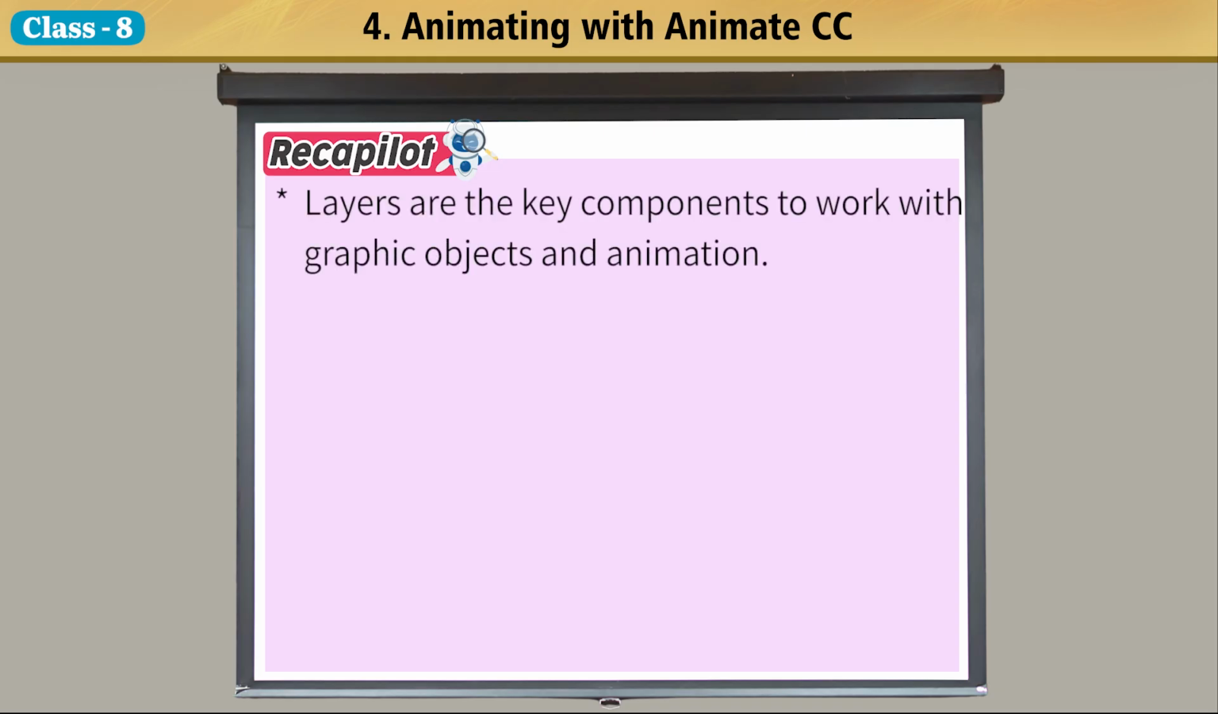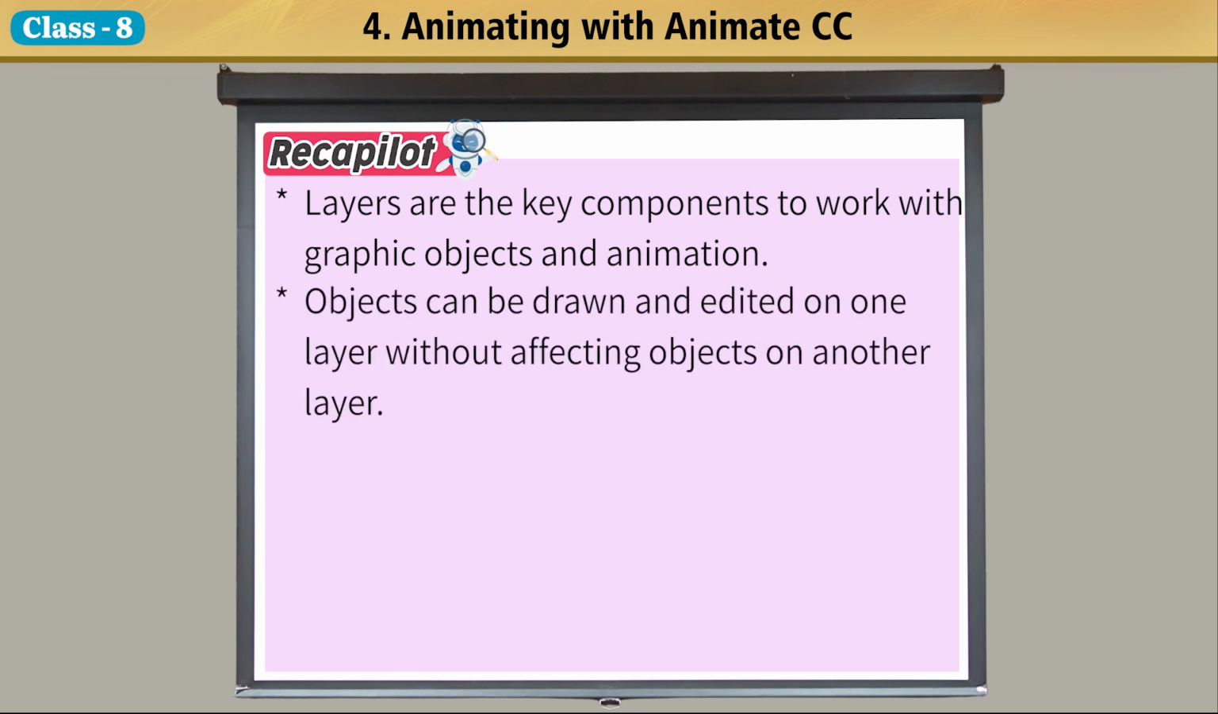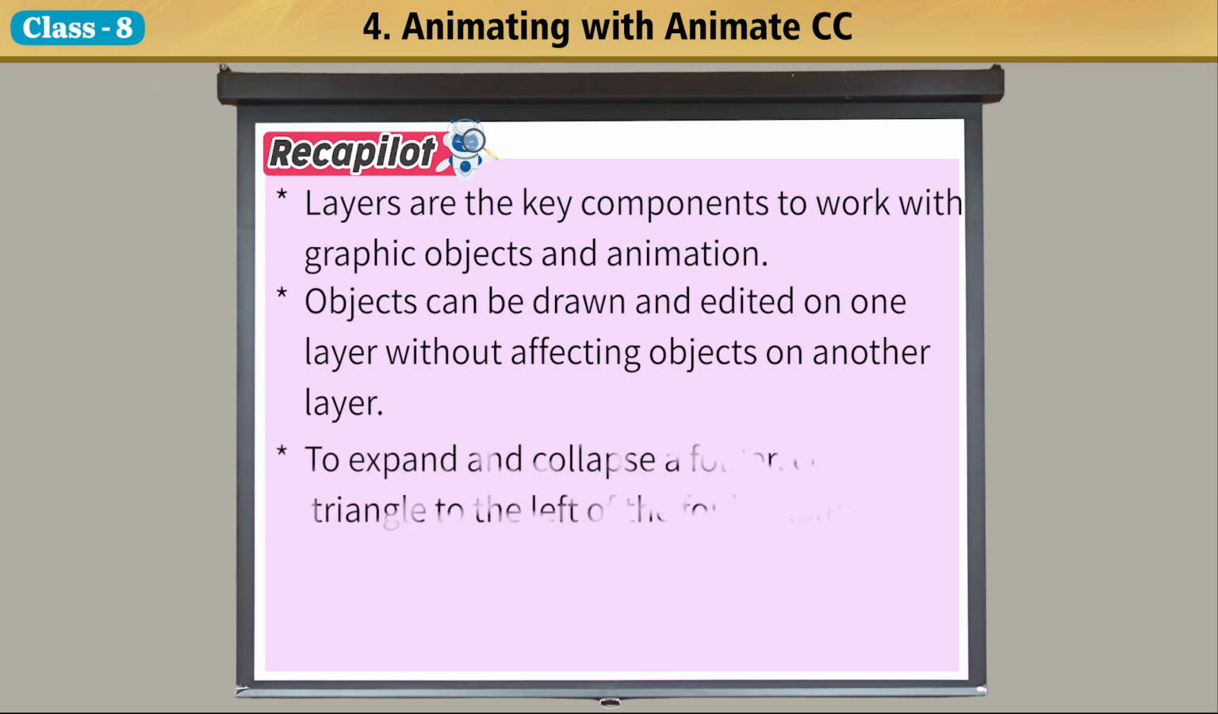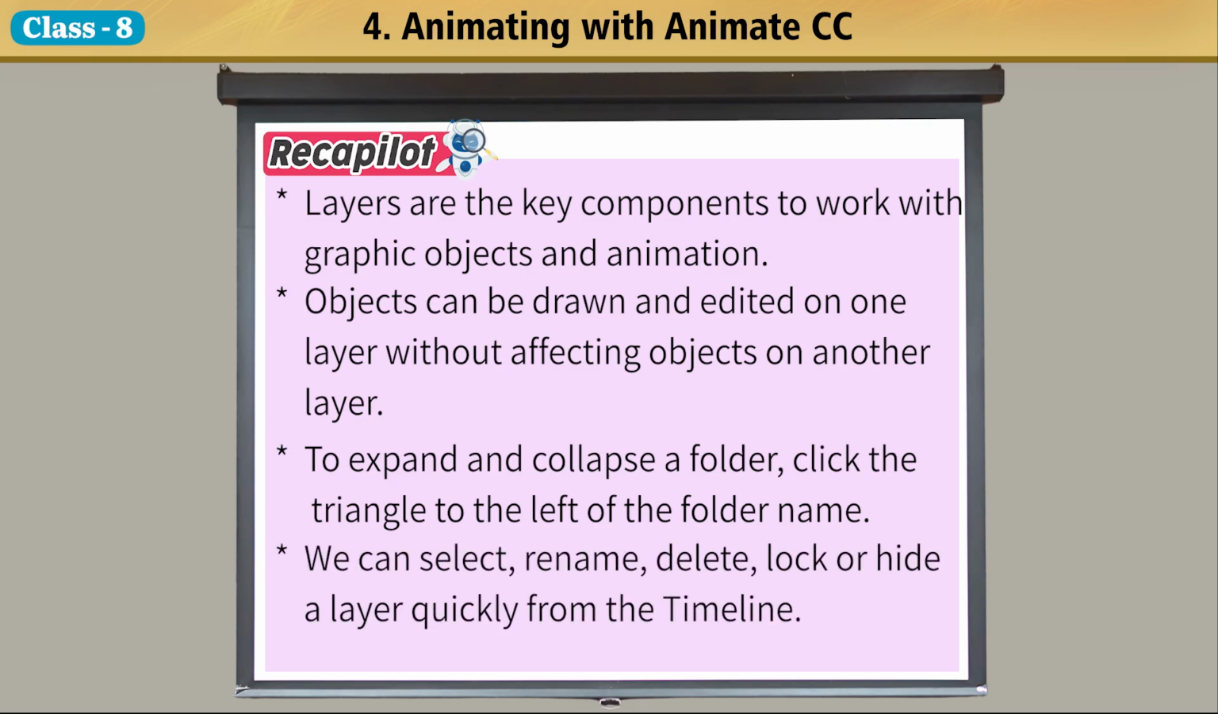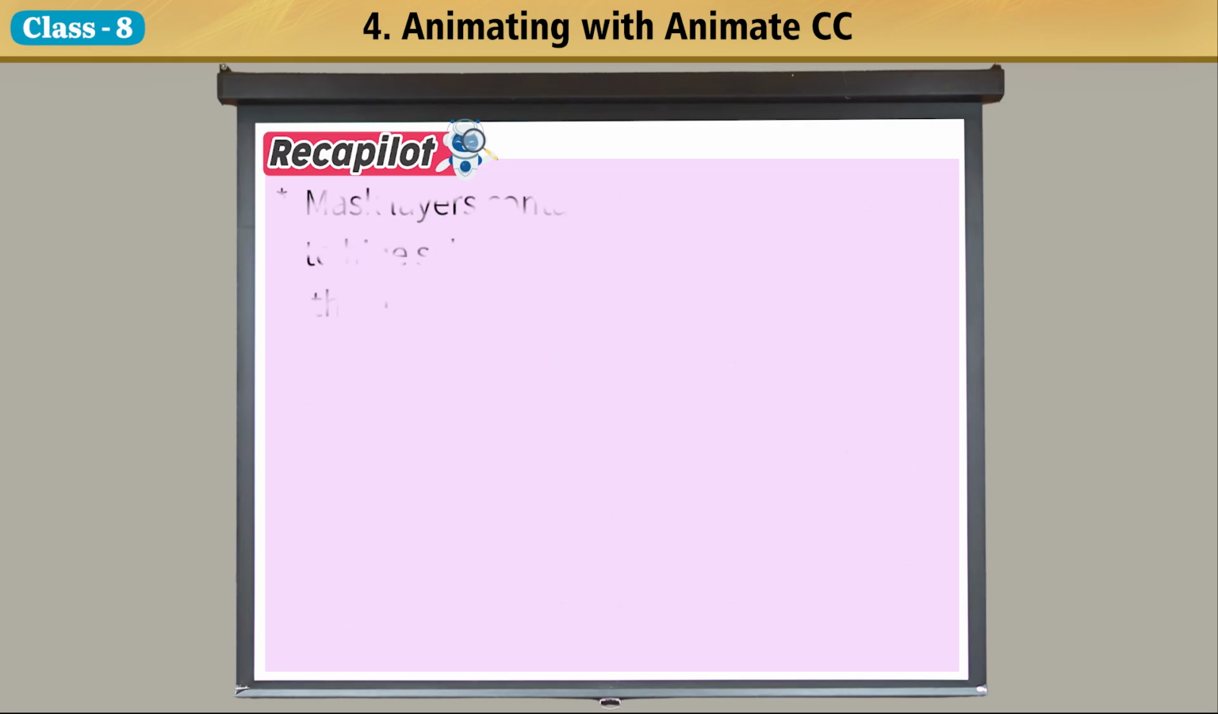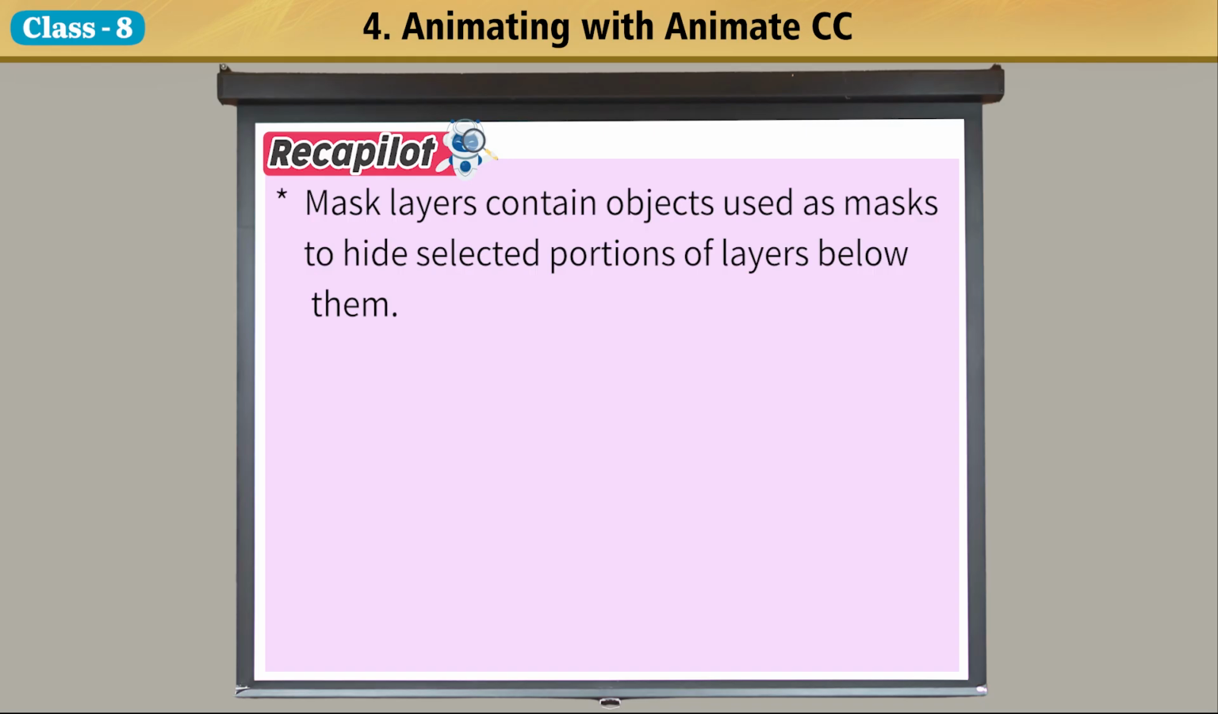Recapitulate. Layers are the key components to work with graphic objects and animation. Objects can be drawn and edited on one layer without affecting objects on another layer. To expand and collapse a folder, click the triangle to the left of the folder name. We can select, rename, delete, lock or hide a layer quickly from the timeline. Mask layers contain objects used as masks to hide selected portions of layers below them. A symbol is an object in Animate.